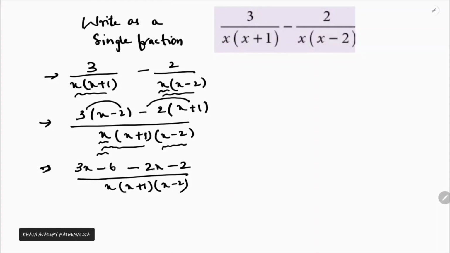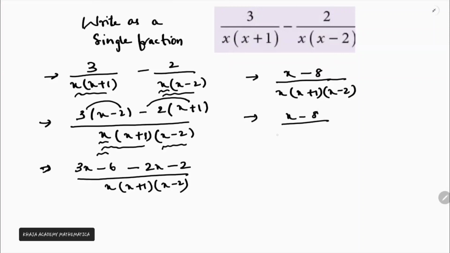Now 3x minus 2x is x. So 3x minus 2x is x. Minus 6 minus 2 is minus 8. So x minus 8 by x into x plus 1 into x minus 2. So this is a single fraction. If you want, you can multiply out the denominator and write it, because there is no chance of cancellation.